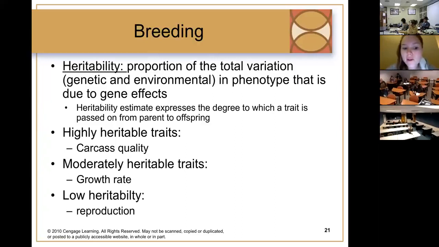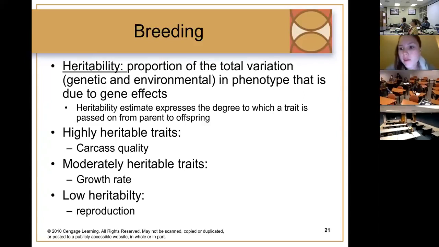So for example, highly heritable traits would be carcass quality. Like in Angus or breeds that have really, really good carcass quality, those traits would be highly heritable, meaning that there's a good chance that if the mom has good carcass quality, her offspring will have those traits as well. You can also have moderately heritable traits that are kind of in the middle.